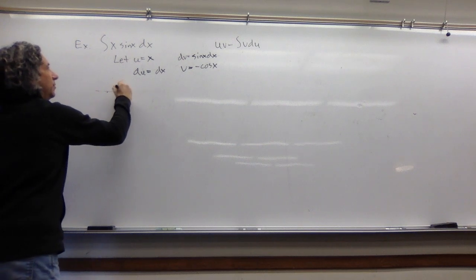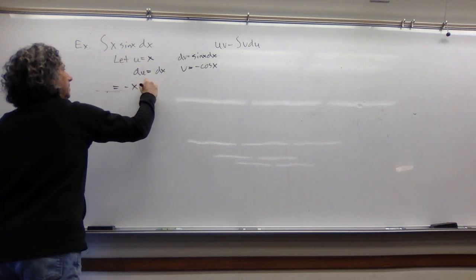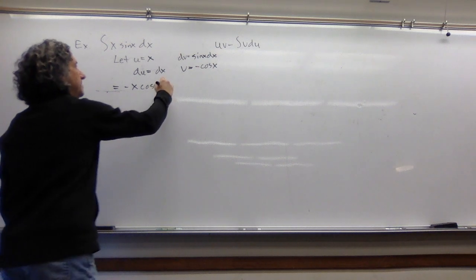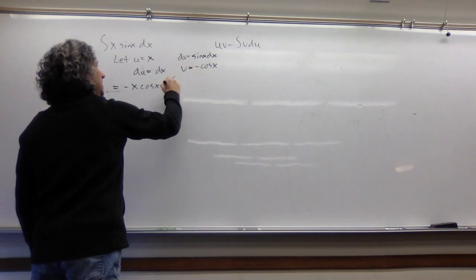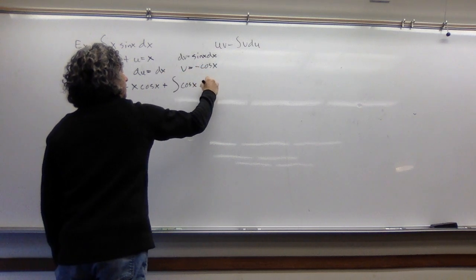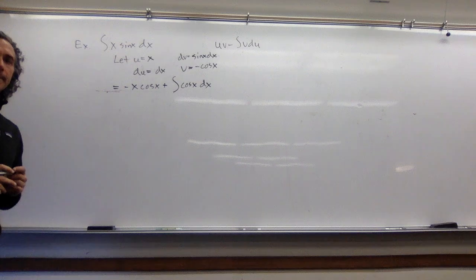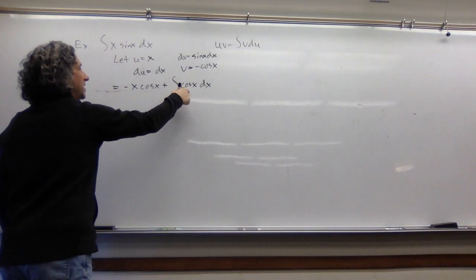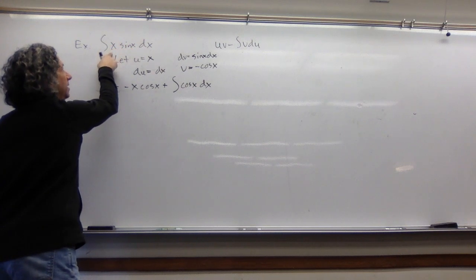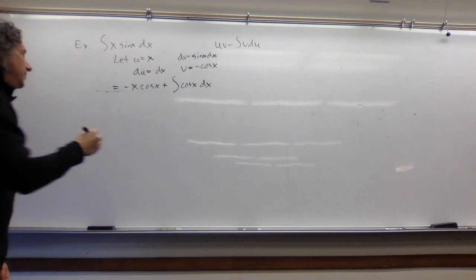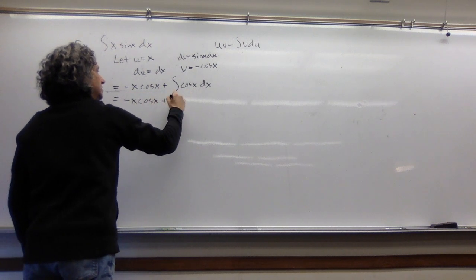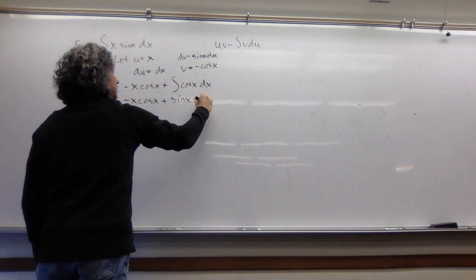So this is equal to u times v, or x times minus cosine of x, u times v minus the integral of v du. Perfect. This is something I can integrate. Again, this guy is the product of the derivative of 1 times the antiderivative of the other. This becomes minus x cos x plus, integrating that, we get sine of x plus c.